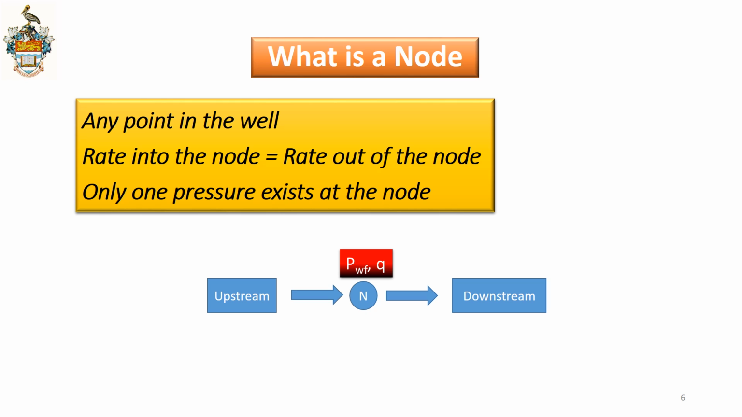So what I would like to do now is introduce you to the concept of nodal analysis. What that allows you to do is to solve two simultaneous equations to determine, at a point along the flow stream, a unique solution. And the whole concept is, what is a node? Any point in the well can be considered to be a node. And you would want to, both upstream and downstream, be able to find equations that describe those and then solve. Because at the node, the rate into the node is equal to the rate out of the node, and only one pressure can exist at that node.